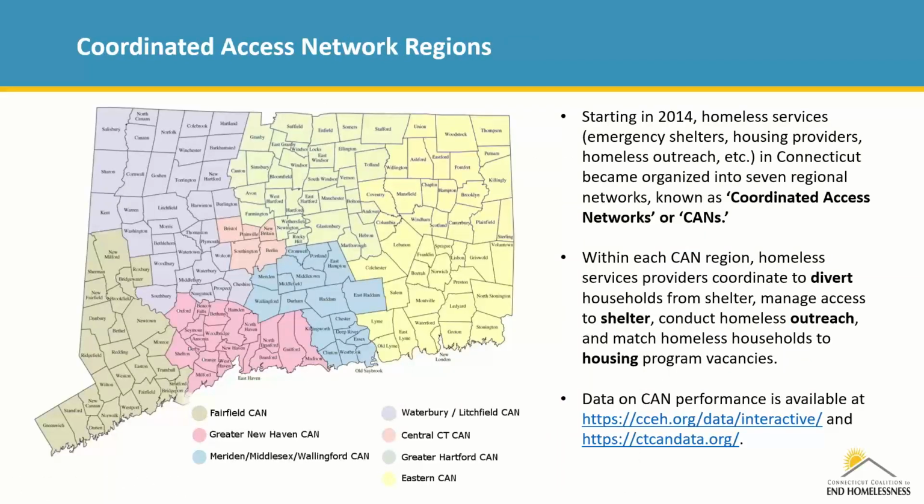So this is the map of Connecticut that shows the breakdown of our coordinated access networks. We are broken down by Fairfield County, Greater New Haven CAN, Meriden, Middlesex, Wallingford, Waterbury, Litchfield, which we are now calling the Northwest CAN. Central CAN is that pink, very small, in the middle of the state. Greater Hartford CAN is the lighter green in the top middle of the state, and the entire right-hand side of the state is our Eastern CAN.